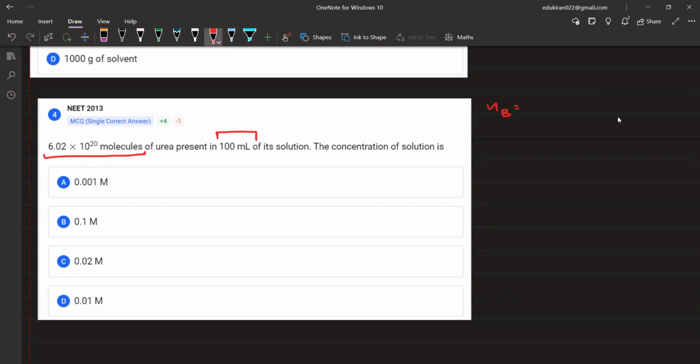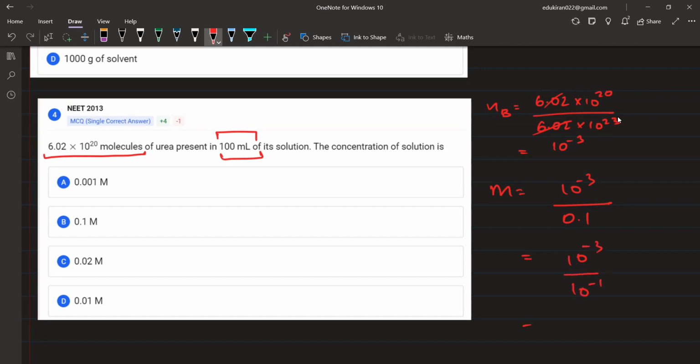See, what will the number of moles be? Given number of particles 6.02 into 10 to the power 20 divided by Avogadro's number 6.02 into 10 to the power 23. What will it be? Cancel, cancel; 10 to the power -3, 23 is below, 20 is above, so 20 minus 23 will be equal to 10 to the power -3. Molarity is equal to 10 to the power -3 divided by 100 ml. What will 100 ml become? 0.1 liter, which will be equal to 10 to the power -3 upon 10 to the power -1, right? 0.1 can be written as 10 to the power -1. What will the answer be? 10 to the power -2, which is equal to 0.01 molar.